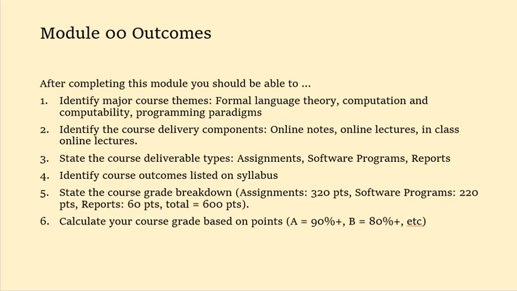Identify the course outcomes listed on the syllabus. Understand how your grade is calculated. The assignments give you 320 points. We'll have some software programs for 220 points, and then two really small reports for 60 points, and that's 600 points total. And then your grade is your standard 90%, 80%, 70%, and so on.